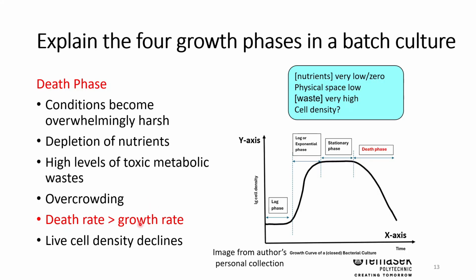So here, the death rate will actually surpass the growth rate, right? And the live cell density continues to decline. In this phase, you will notice that the nutrients are very low, probably close to zero. Physical space is also very limited. Waste is very high. Cell density differs, but often you will see that the cell density decreases, especially your live cell density. Here, I'm talking about the total cell density, where your live cell density declines and your dead cell density increases.